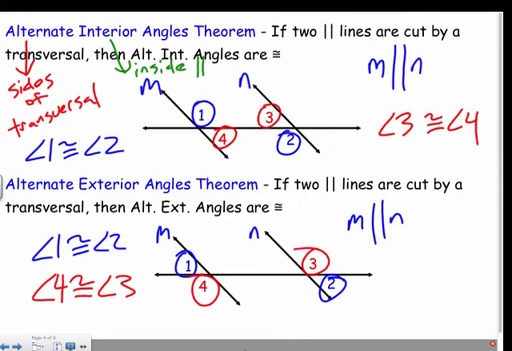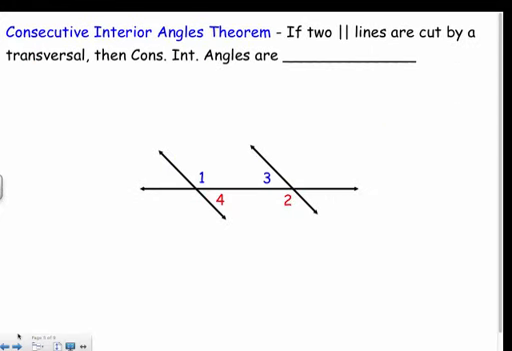We also have corresponding that we just did. So all those mean that the angles are congruent. Well, there's one of them where angles aren't congruent, and that's our consecutive interior angles theorem. So if I have two lines that are parallel, they're cut by a transversal, just like before, then consecutive interior angles are what? Well, let's think about this. If I have M and N, M is parallel to N here, what do you think I would know about 1 and 3?